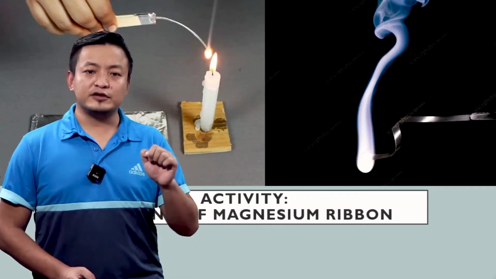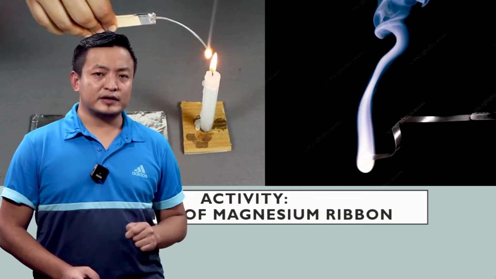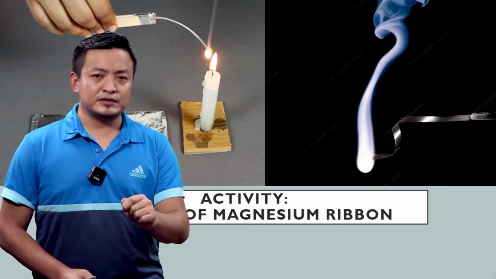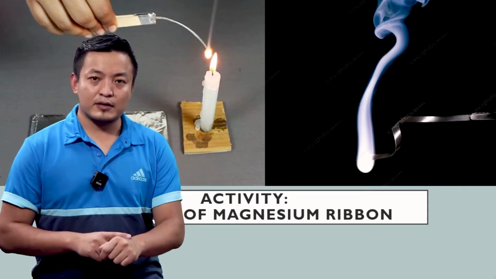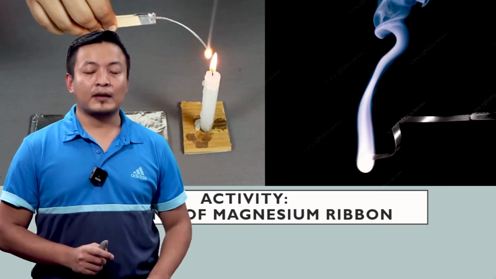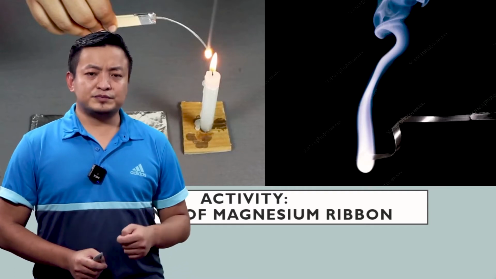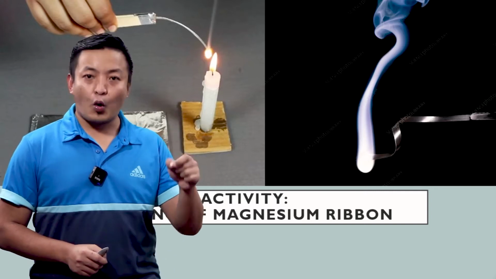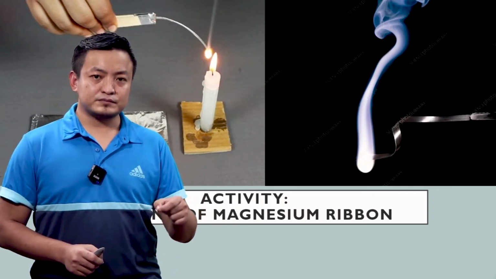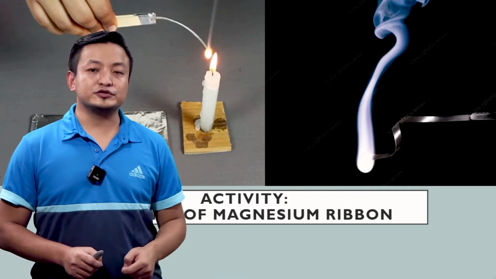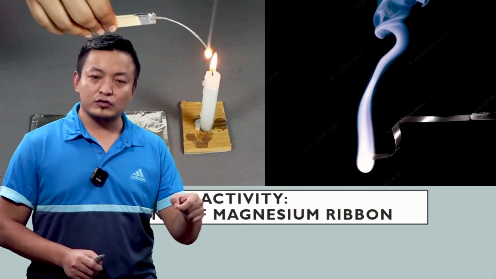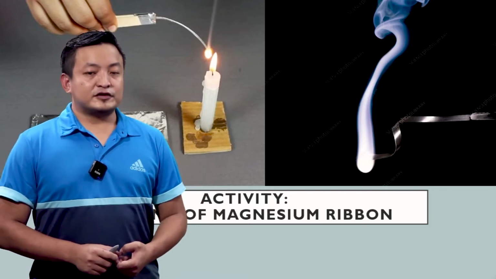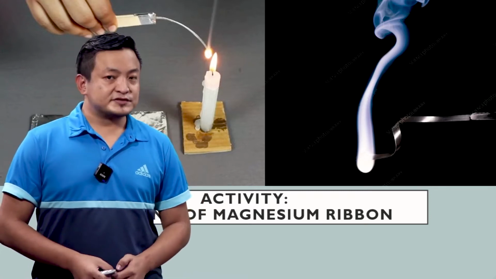But you have to be very careful. Before burning, we have to clean this magnesium ribbon with a sandpaper. And we should be very careful while burning it. We should not just hold the magnesium ribbon with our hand, but we should use tongs to hold it. Now, after we start burning, let's see the observation.